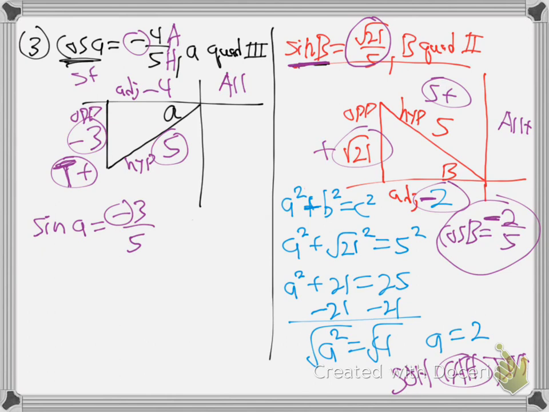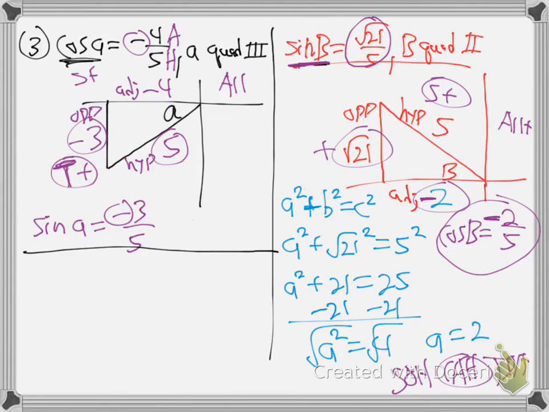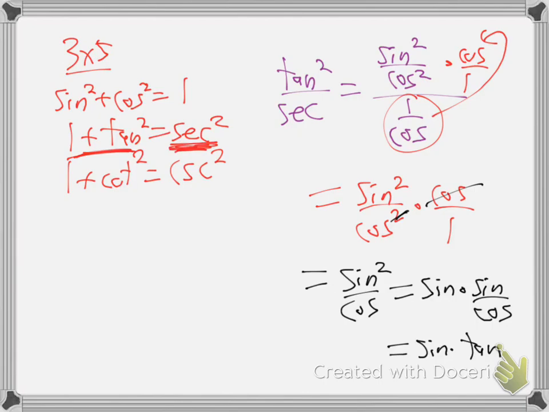Good on that? Now we're finally ready to answer this question after all that. So what was the original question after all that work? Cosine of A plus B. Now this is what you're going to have on your 3x5 card, I hope. Let me write them both out for you there, sine and cosine. Sine of A plus B is sine, cosine, cosine, sine.